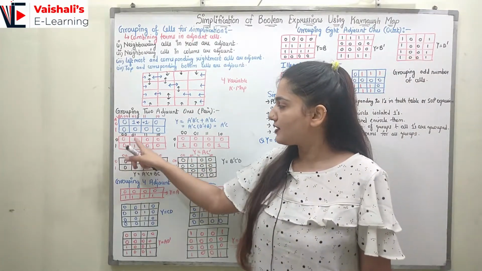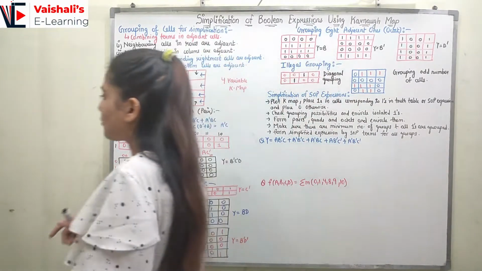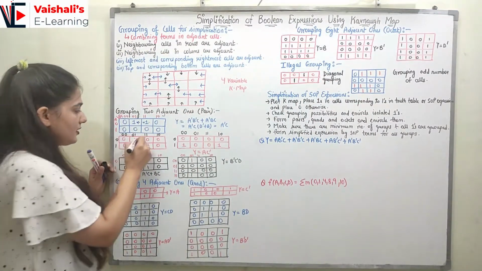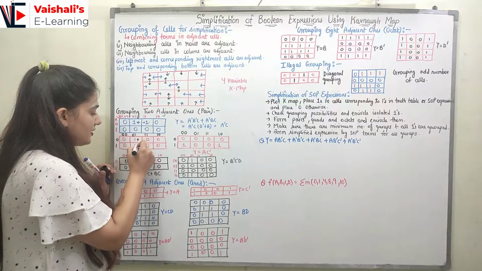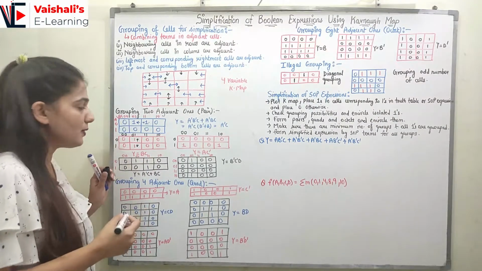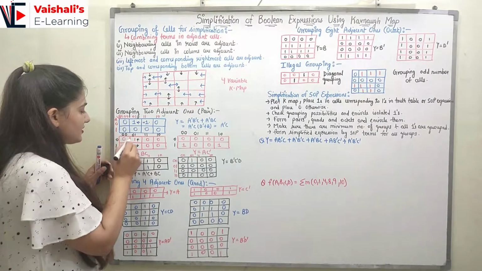Now here you can see we are making the group in this column. This and this column are making a group, and here you can see A is changing.